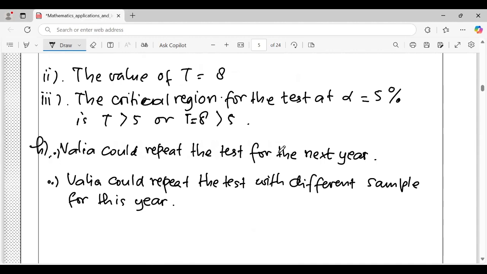So that's the difference. If the same sample, she does the test on the next year. If a different sample, she can do the test on this year. For the next year, with the same sample, better if I write here, same sample. And if this year, she has to find a different sample.